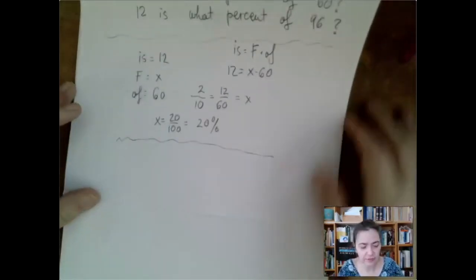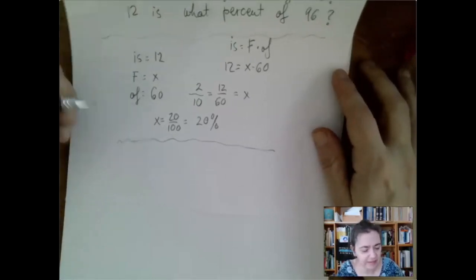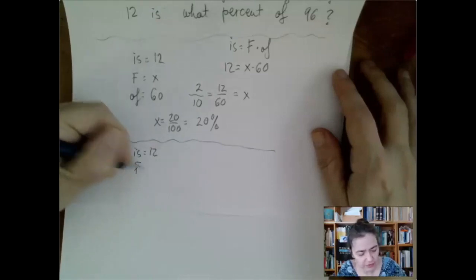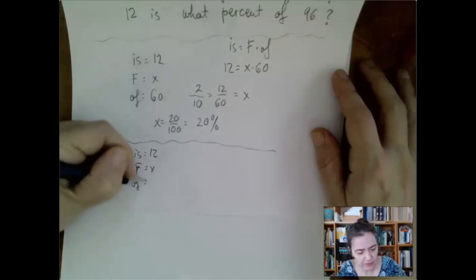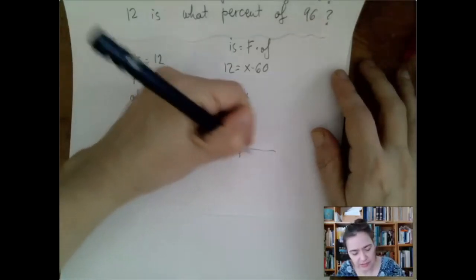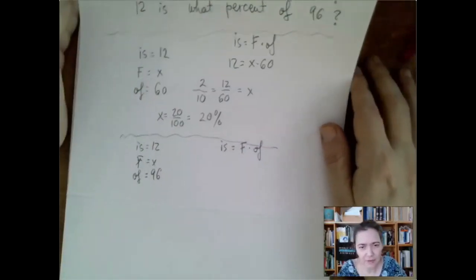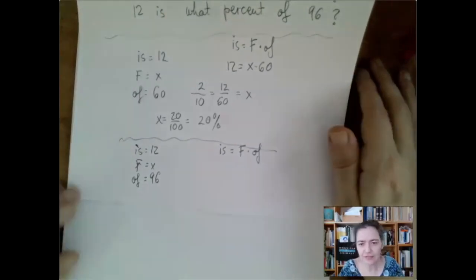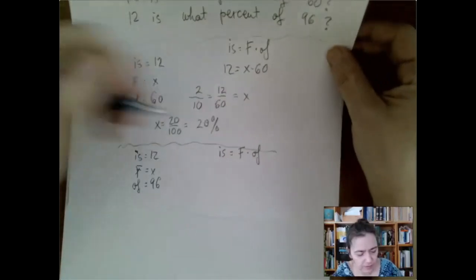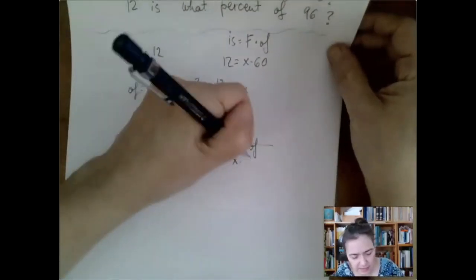And the second one, where the numbers may not be as nice, but I see they're fairly nice, is 12 is the is number, the fraction is x, but the of number is 96. So the formula is is equals fraction times of. My recommendation is until you get it really, really memorized, just state it every time you use it. 12 equals x times 96.